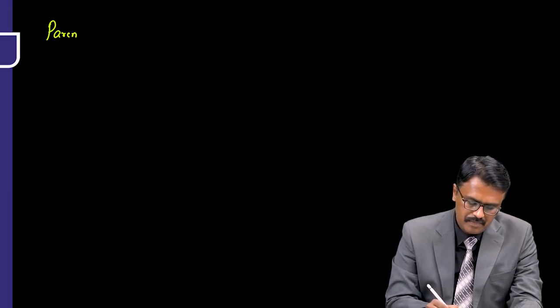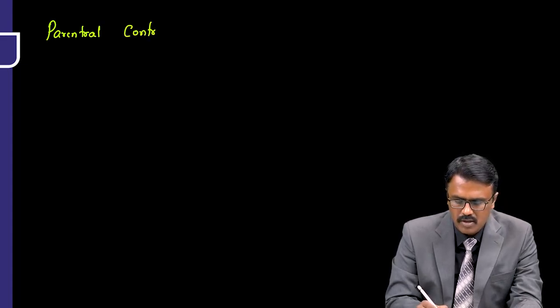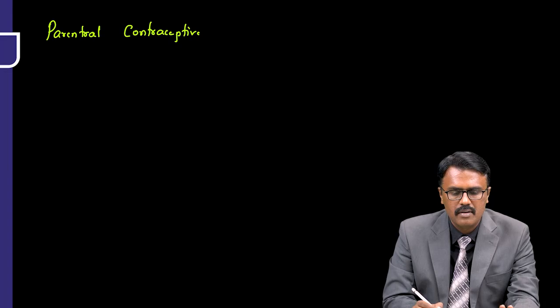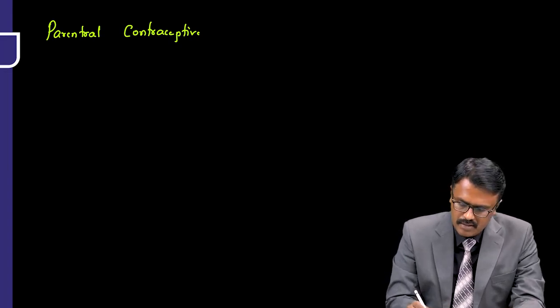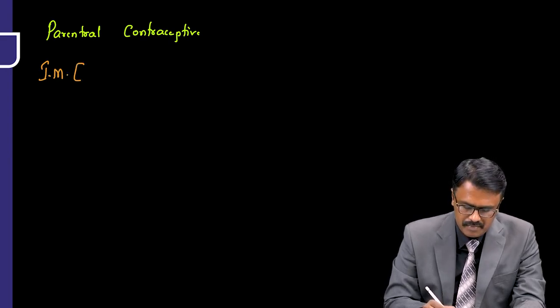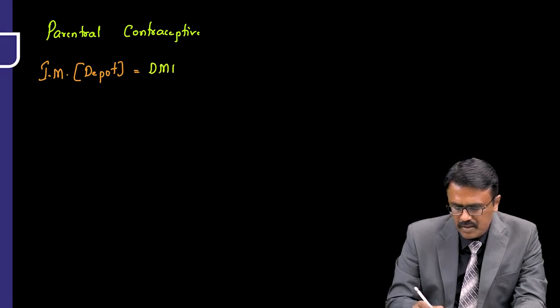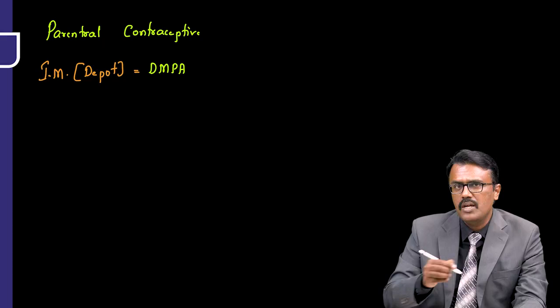So once we know these things, it's important to know what are the other ways we give contraceptives. Example is the parenteral contraceptives. Parenteral means we give it in other forms, not orally. We use it as an injection into the muscle. That is called an IM depot preparation, and we call it DMPA. It is deposited in the muscle and slowly released from the muscle.